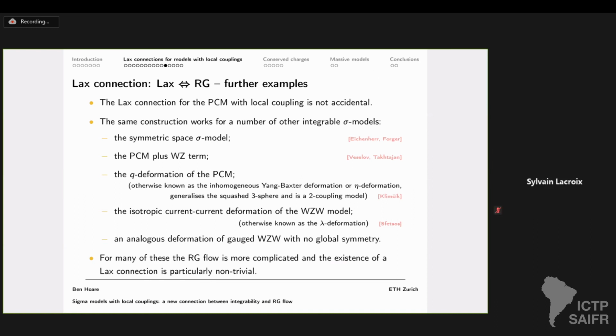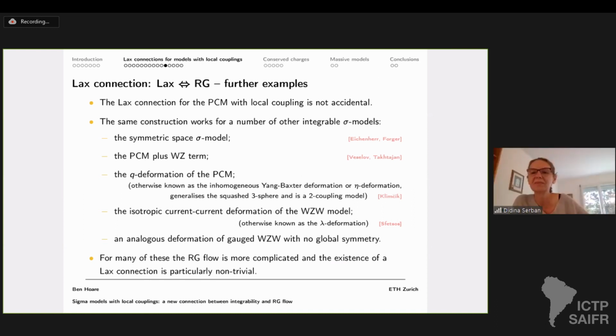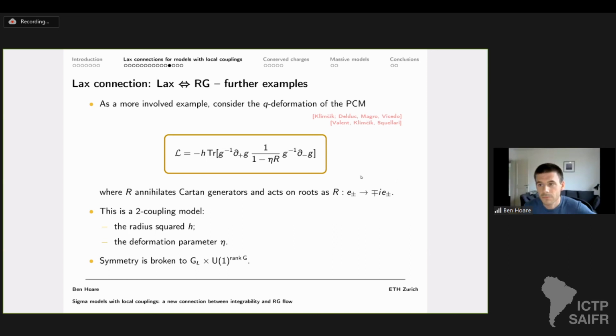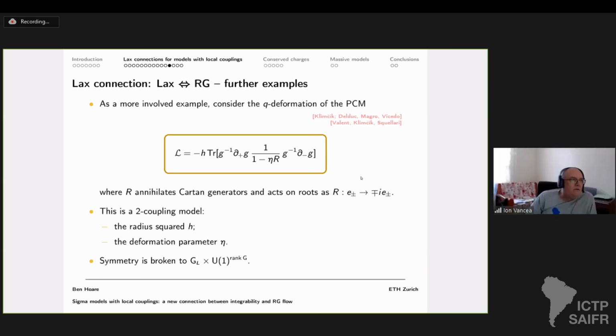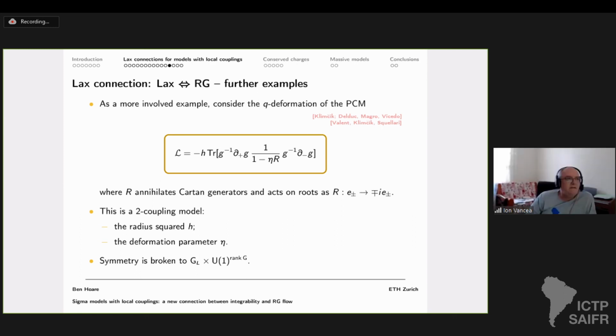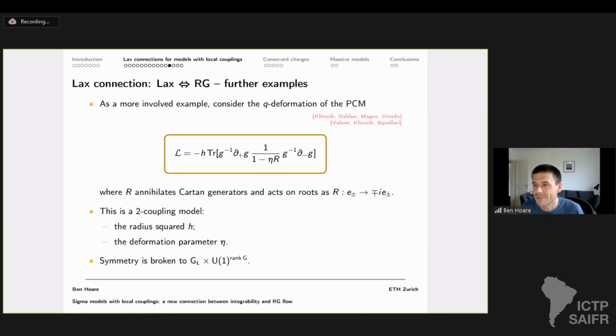Yon Vancha. Okay, just a very short question. Do you have this correspondence between, for example, lax operator and RG in the case of Poisson sigma models for Hamiltonian algebroids, for example? The answer is I don't know. I think all the models that we tried, I listed. So anything that's not on that list, we didn't try. But surely it would be interesting to look at other examples.